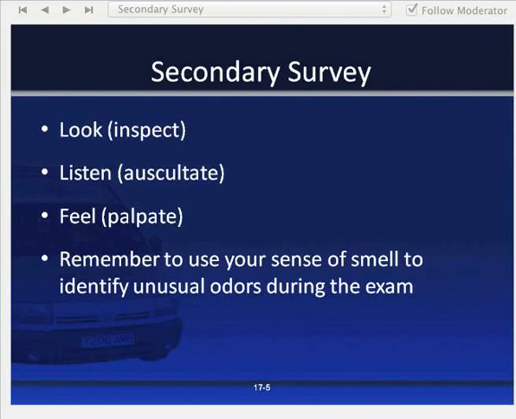When examining the patient, first inspect and auscultate, and then palpate body areas to identify potential injuries. Because it can cause pain, palpation should be performed last. Use your stethoscope to auscultate the movement of air into and out of the patient's lungs. Use your sense of smell to identify unusual odors during the exam, such as alcohol on the patient's breath, body, or clothing, as well as the odor of urine, feces, or a sweet, fruity odor, such as ketones, that comes from diabetic emergencies.